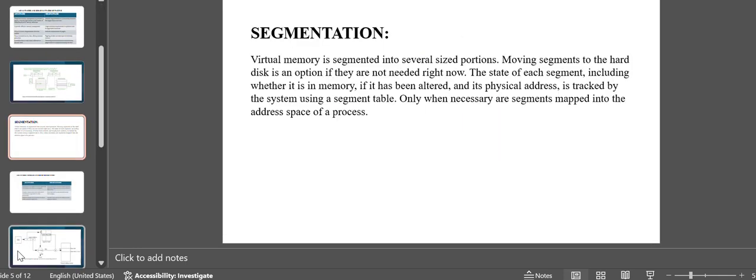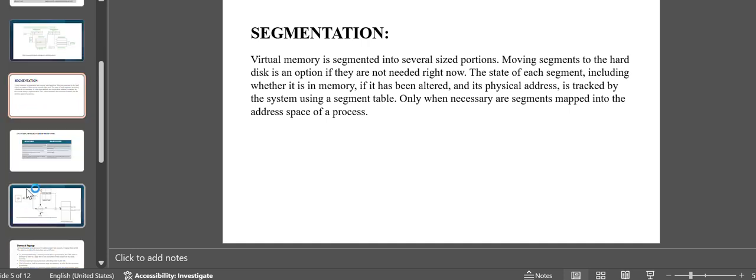And the next one is segmentation. Virtual memory is segmented into several sized portions, moving segments to the hard disk if they are not needed right now. The state of each segment, including whether it is in memory, if it has been altered, and its physical address, is tracked by the system using a segmentation table. Only when necessary are segments mapped into the address space of the process.